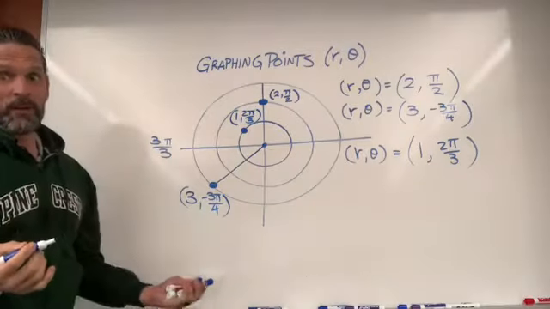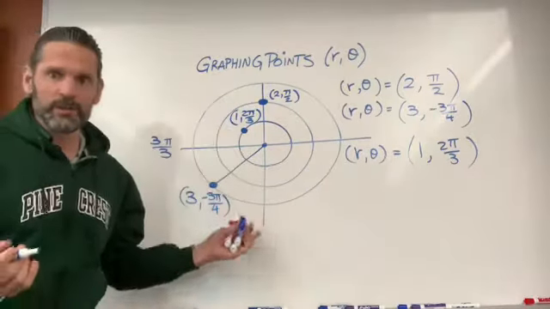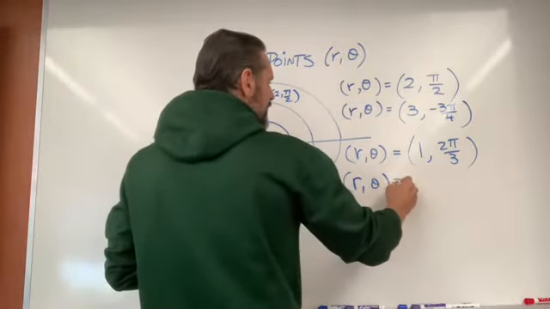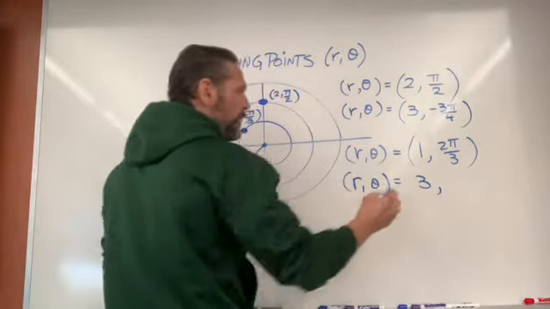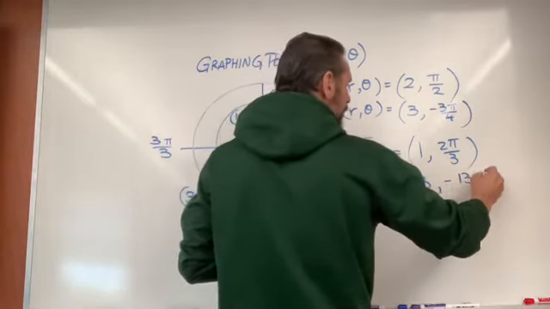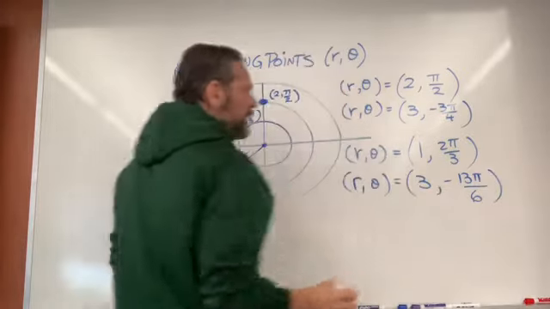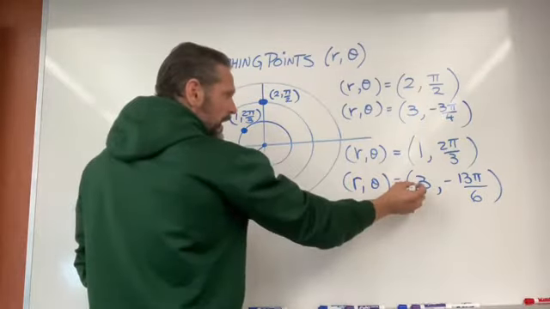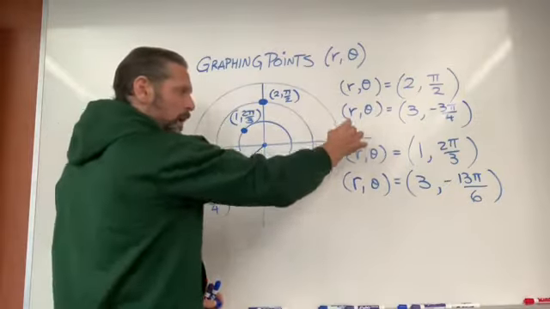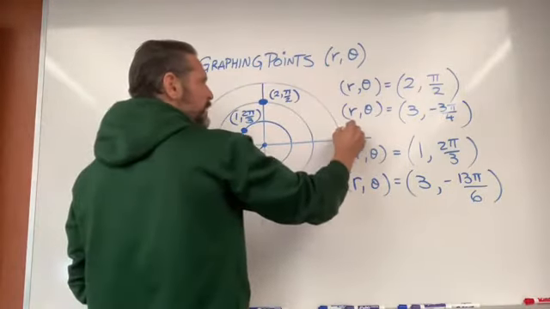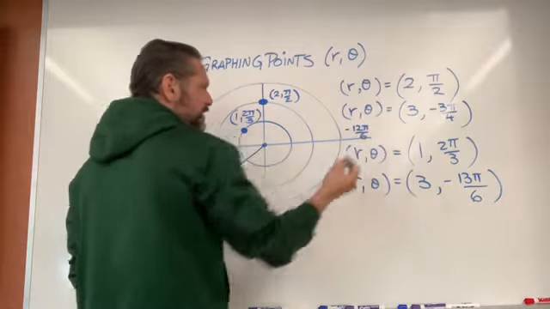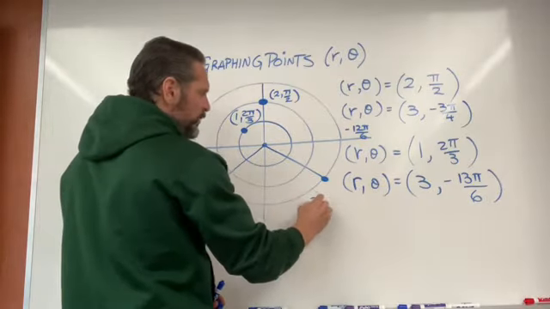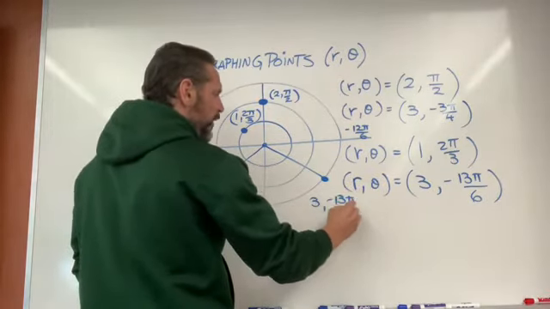I don't have to stick with this simple 0 to 2 pi. I'm not restricted to that at this point. I could say r theta equals 3 comma negative 13 pi over 6. Well, here it's going to be somewhere on this outer ring, and negative 13 pi over 6 means our angle is going to be clockwise. Here is negative 2 pi, or negative 12 pi over 6. If I do 1 more pi over 6, here is our point, 3 comma negative 13 pi over 6.